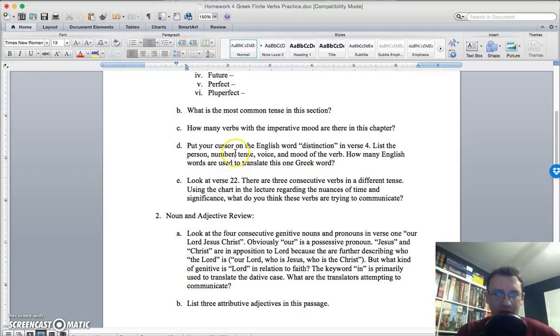Okay, so I asked you to put your cursor on the English word "distinction" in verse 4. List the person, number, tense, voice, mood of the verb. How many English words are used to translate this one Greek word?